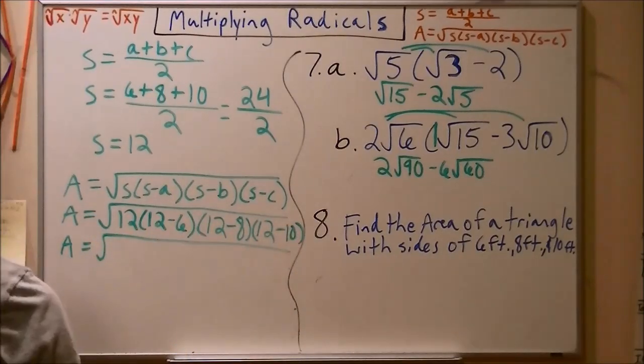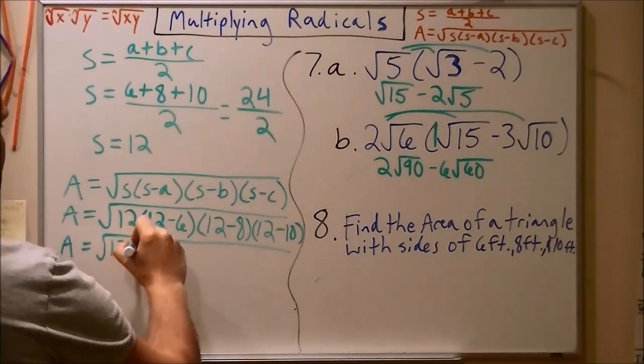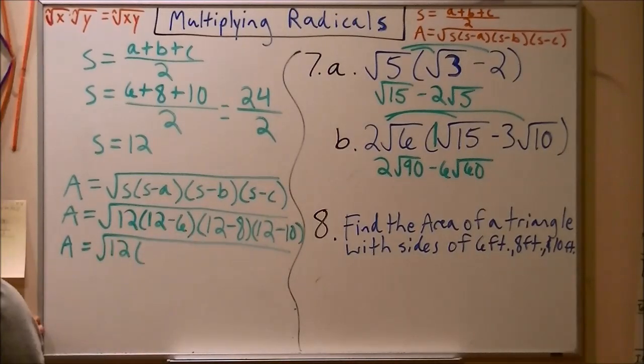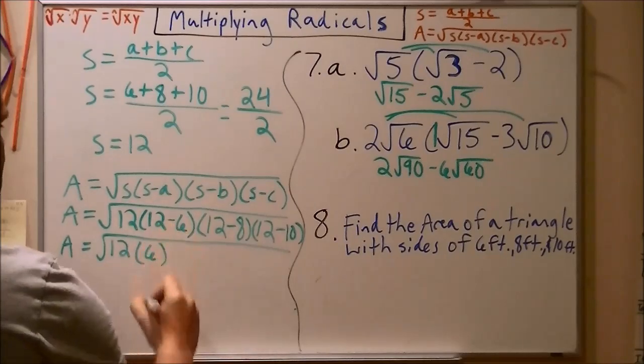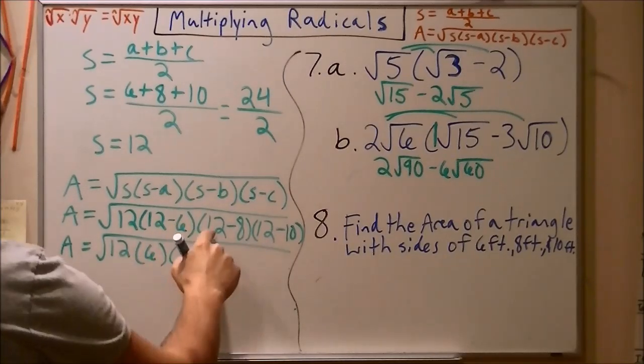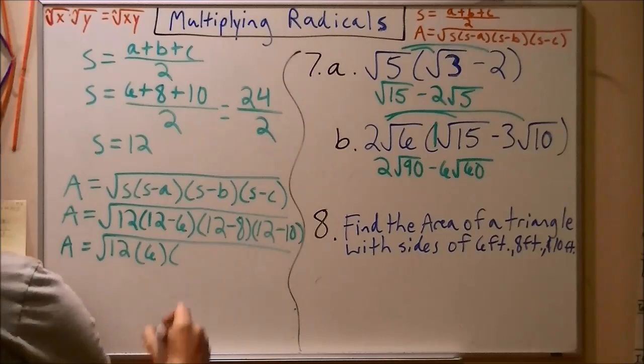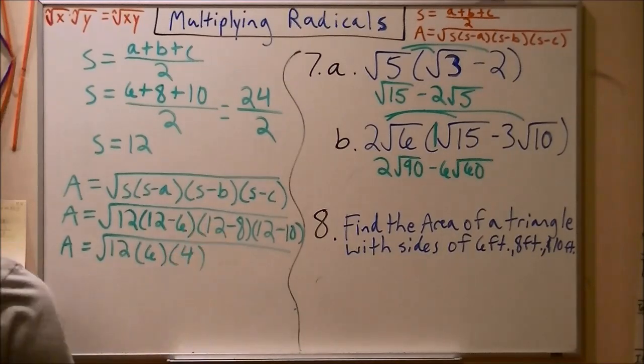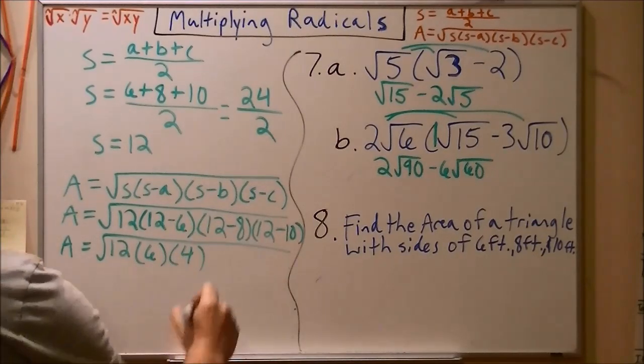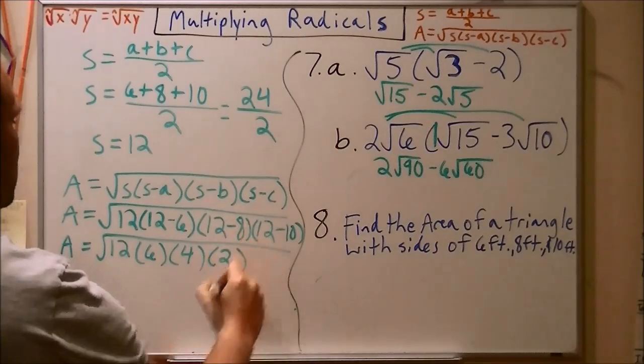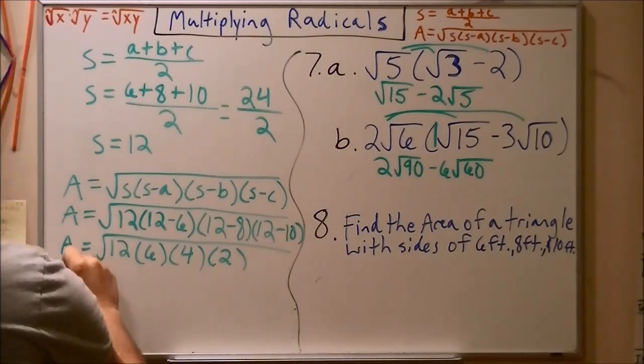First things first, simplify what's in the parentheses. Keep your 12. What's 12 minus 6? 6. What is 12 minus 8? 4. What is 12 minus 10? 2. Guys, from this point, what I'm going to do is break this down into prime factored form.